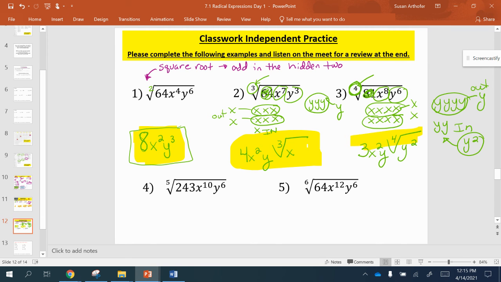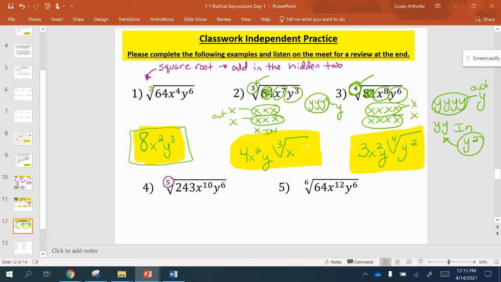Now, if you needed this extra couple of problems to really understand this, hit pause and finish up 4 and 5 and come back to the video. So if you needed just a little more support, then go ahead and try 4 and 5 by hitting pause on the video, and then you can come back and check.